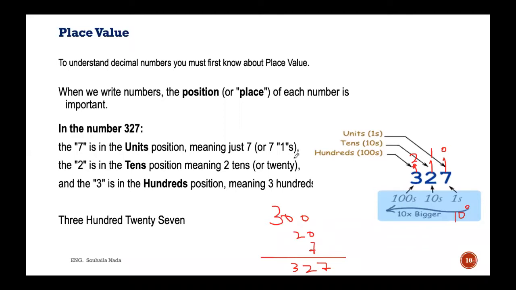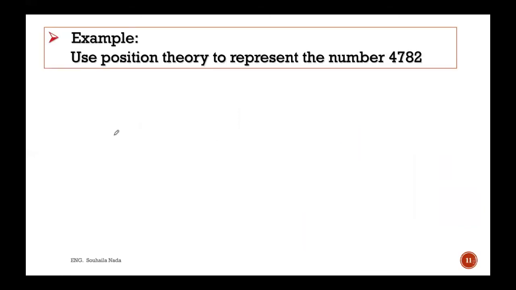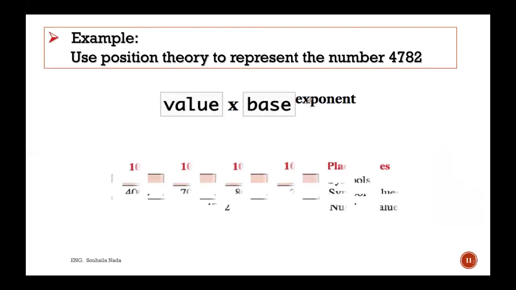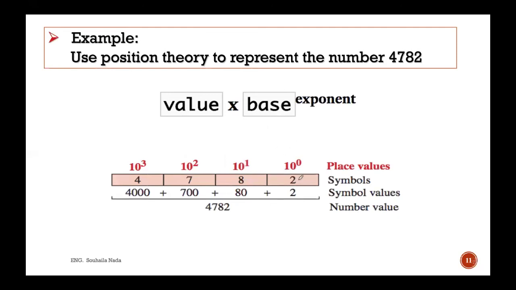I am telling you this because we are going to move the same concept to the binary system. You are familiar with the decimal, so you can understand it quickly, and when we explain it in the binary, you will understand it faster. Here, 4782: value multiplied by base to the power of the exponent. You see how we can convert it quickly? What is the base here? 10. Why 10? Because we are discussing the decimal system.